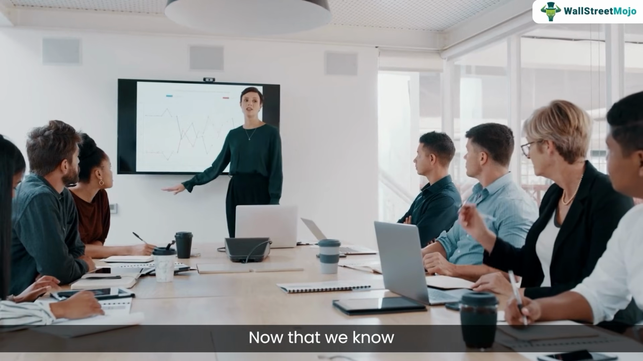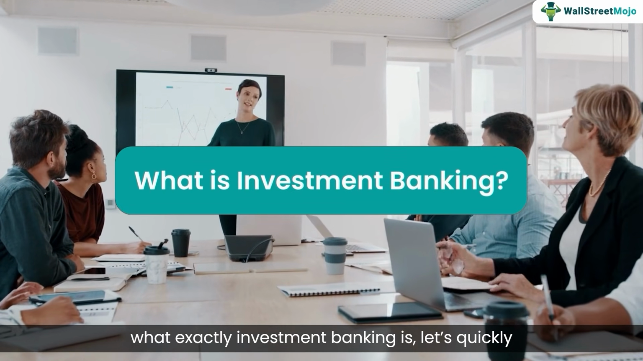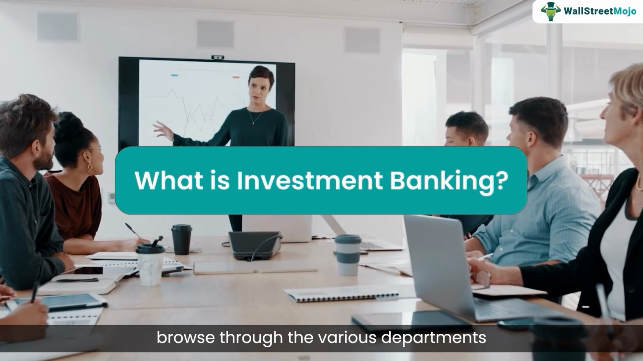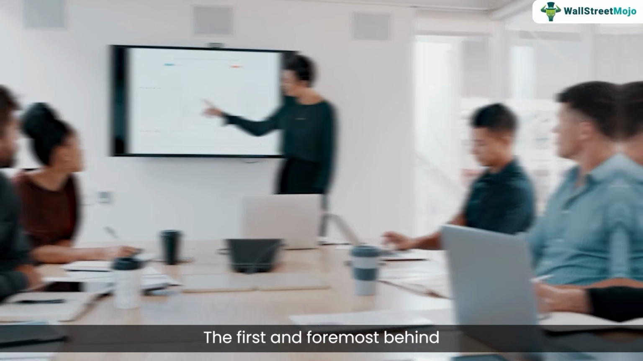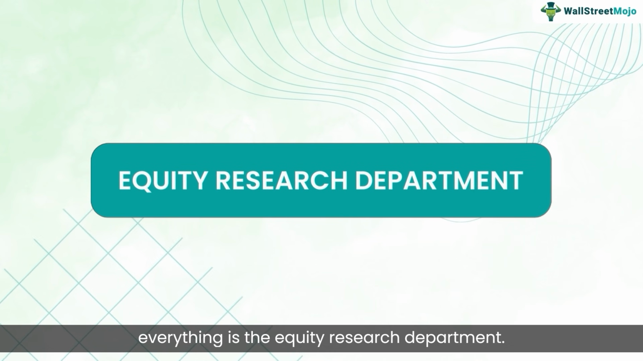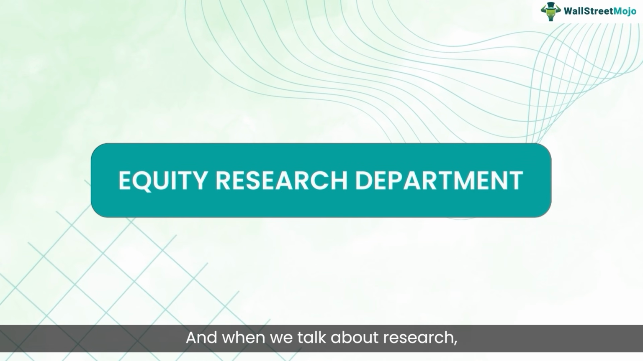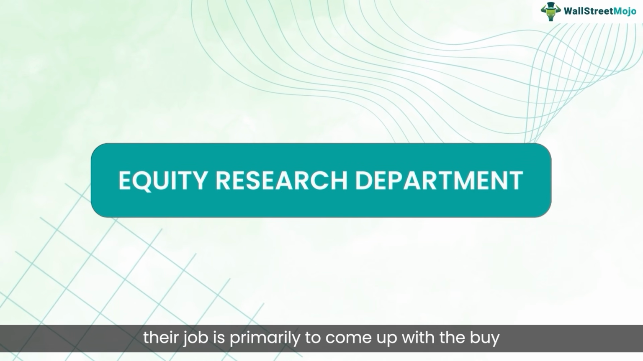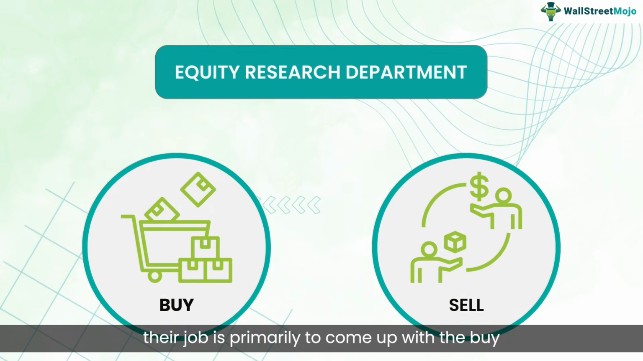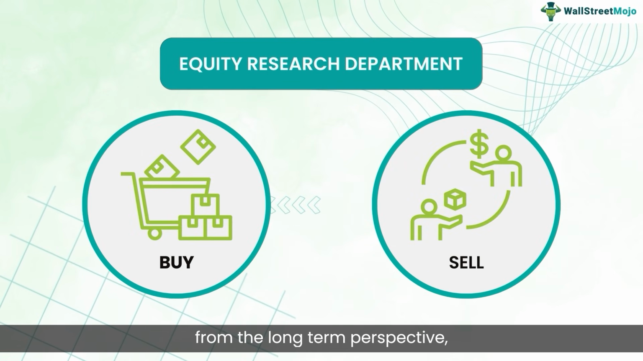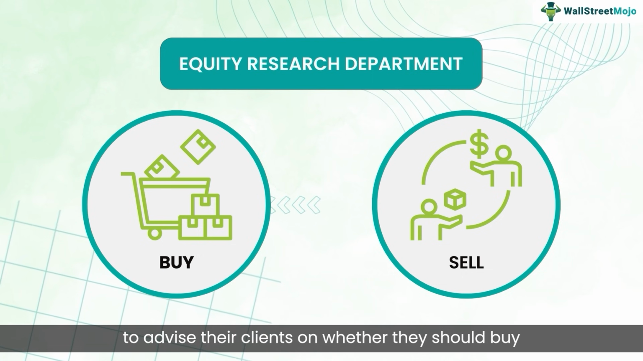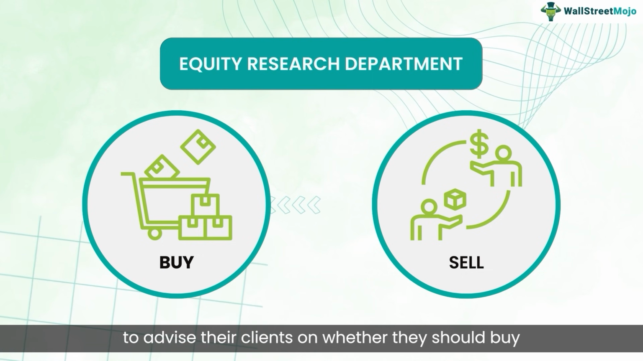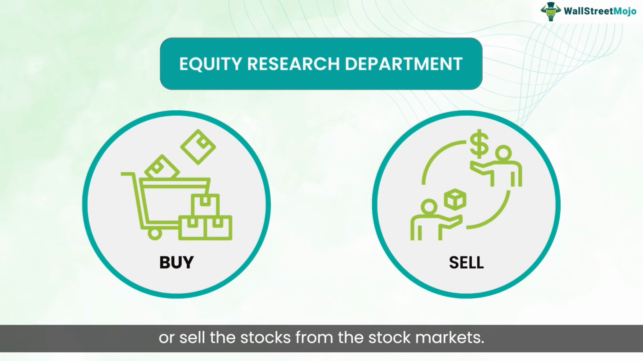Now that we know exactly what investment banking is, let's quickly browse through the other departments and their workings within an investment bank. The first and foremost, behind everything, is the equity research department. When we talk about research, the primary job is to come up with a buy and a sell recommendation on the stock from a long-term perspective. The idea here is that they should be able to advise their clients on whether they should buy the stock or sell the stock from the stock market.